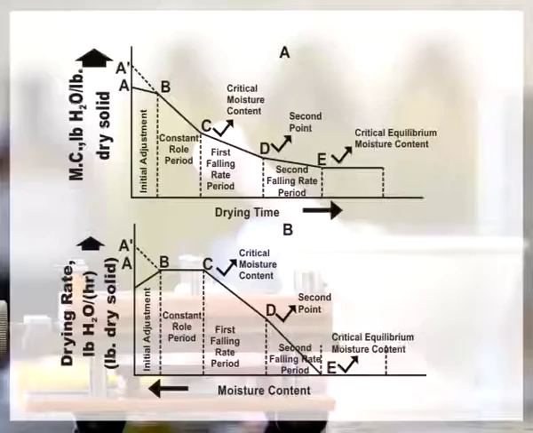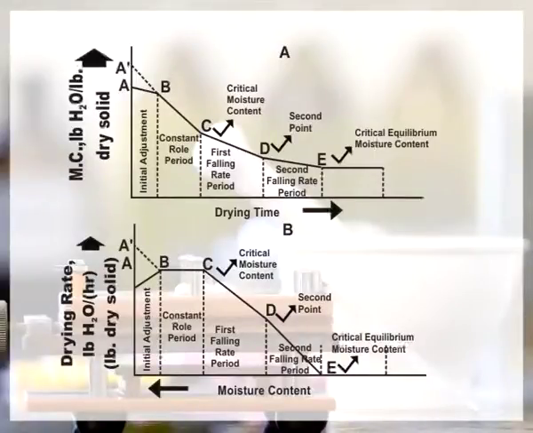The last phase is the second falling rate period. It is the time corresponding to DE in the graph. During this period, the rate of drying falls even more rapidly than in the first falling rate period, and no film will be present on the surface. At the end, the drying rate becomes 0 and the moisture content of the solid at this point will reach the equilibrium moisture content.